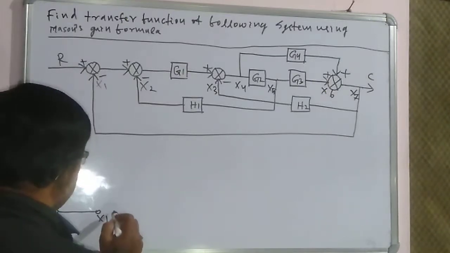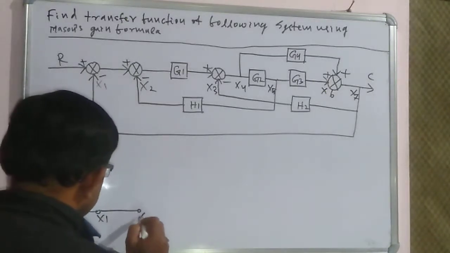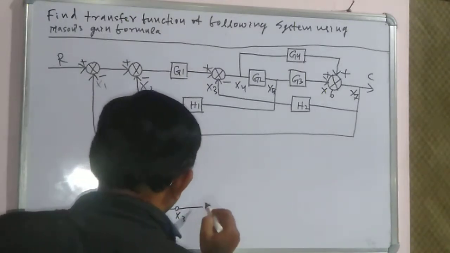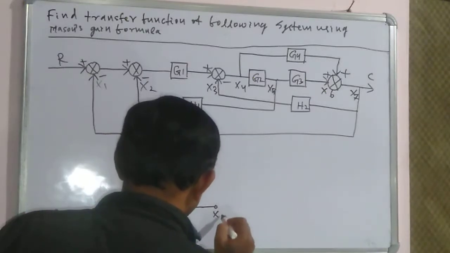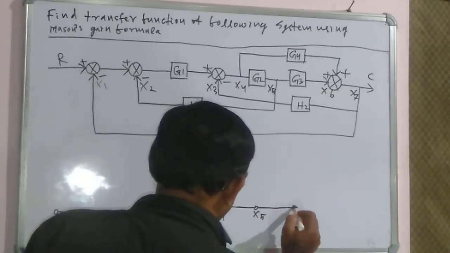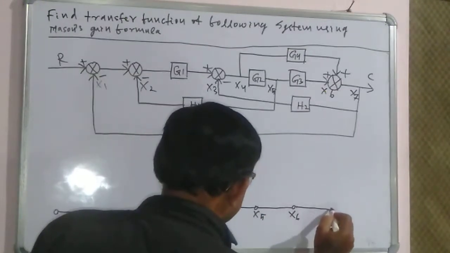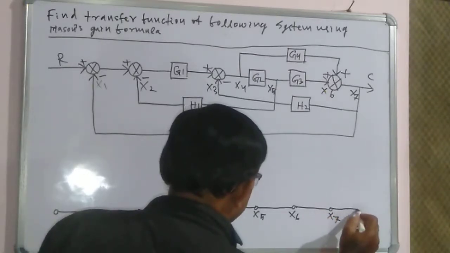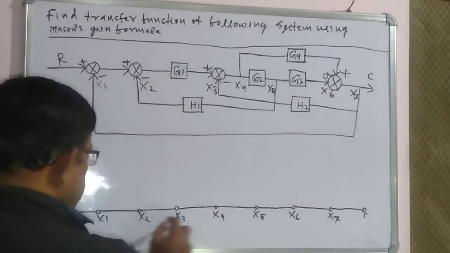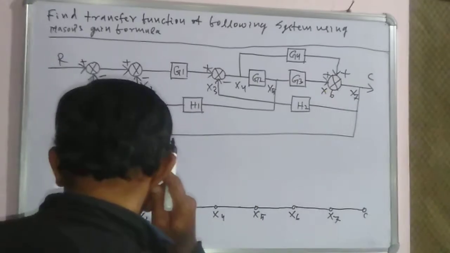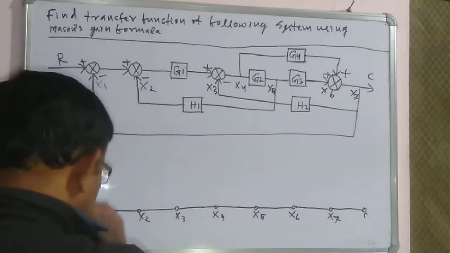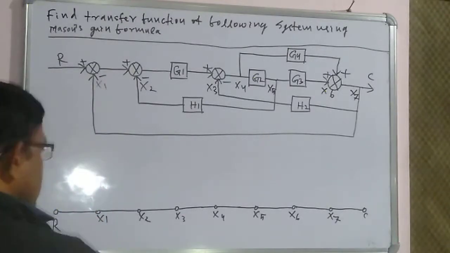This is x1, x2, x3, x4, x5, x6, x7, and this is C. Therefore, we have denoted x1, x2, x3, x4, x5, x6, x7. So this is node R.